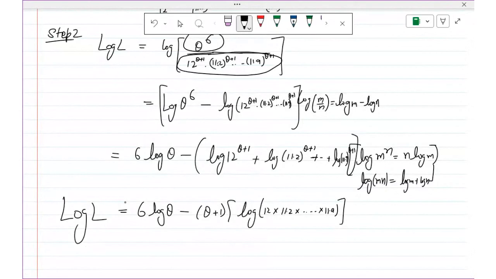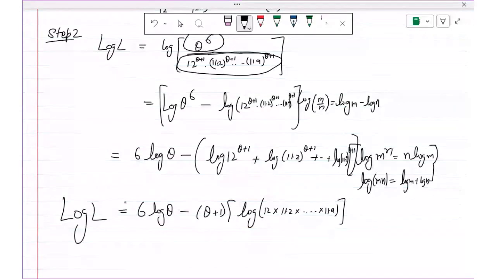Instead of writing these numbers exactly, you can write here x1, x2, x3, x4 up to x6. So this calculation will look better. When I'm writing these numbers, they are not looking better. Now I am also finding the product of these numbers at this point. So I have to use the calculator. What is the product of these numbers?